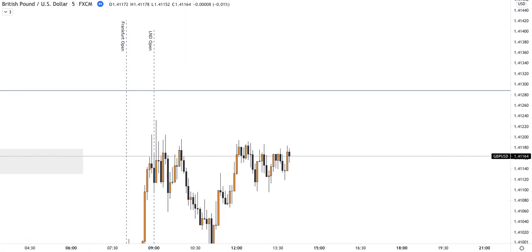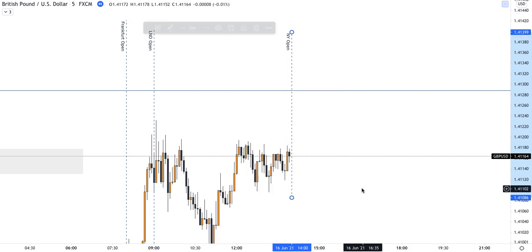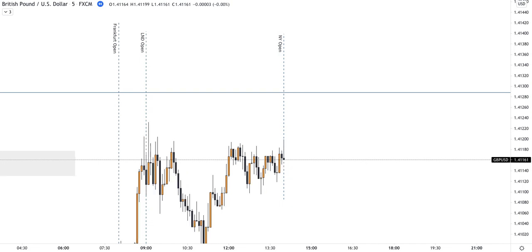So for New York Open, I'll look around 2 o'clock. This is my New York Open. So let's just say New York Open. I look to see how price reacts around the opening. Let's have a look, and I'll say stop.